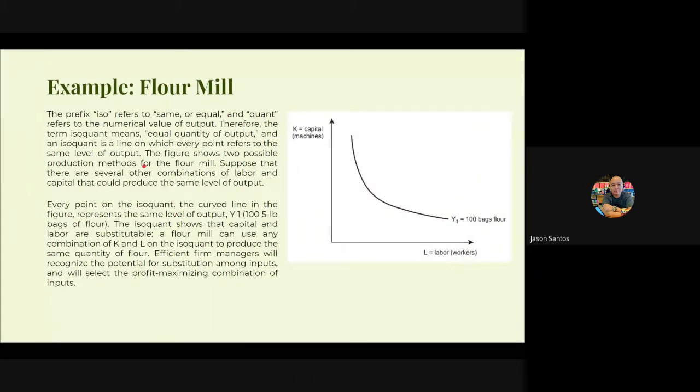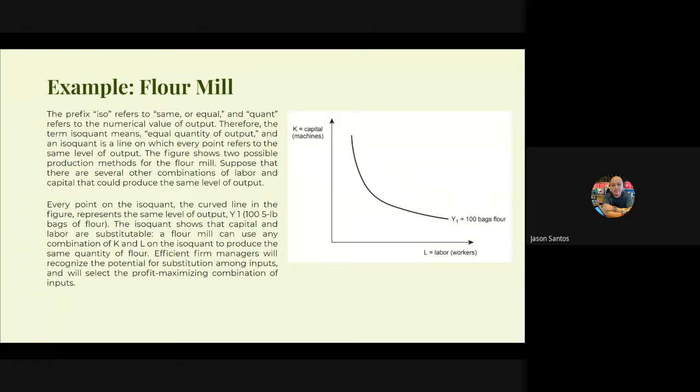Why isoquant? The prefix iso refers to the same, because wherever you move along it, it's like production possibilities, except that the output is only one. Unlike production possibilities, where the output changes. So here the inputs are variable with the same output. Prefix iso refers to same or equal, and quant refers to the numerical value of output. Therefore, the term isoquant means equal quantity of output. So the output is the same, but you can change your input. An isoquant is a line on which every point refers to the same level of output.